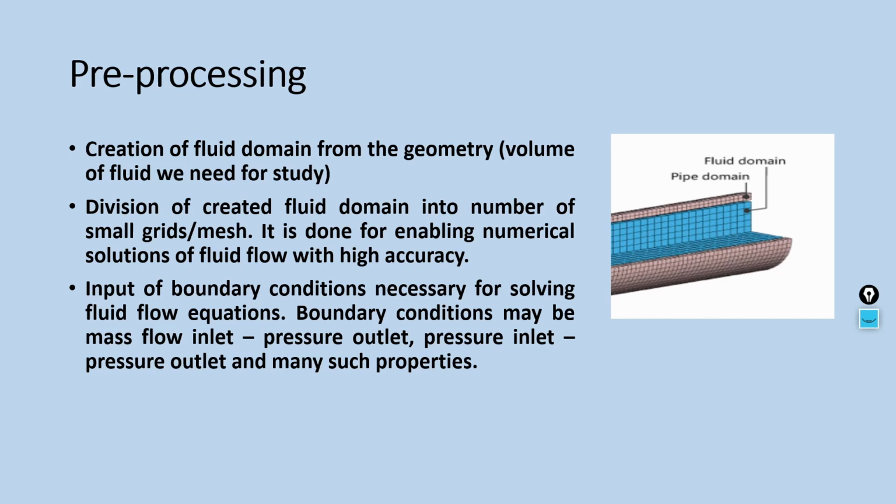After we obtain the fluid domain, we divide that domain into a number of small grids or meshes, and it is done for enabling numerical solutions of fluid flow with high accuracy. With this division, the fluid flow can be studied in a very detailed way so that we can obtain high accuracy. Then we'll have input of boundary conditions necessary for solving fluid flow equations. Boundary conditions may be mass flow inlet, pressure inlet, pressure outlet, and many other such properties. We will be seeing the boundary conditions input later.